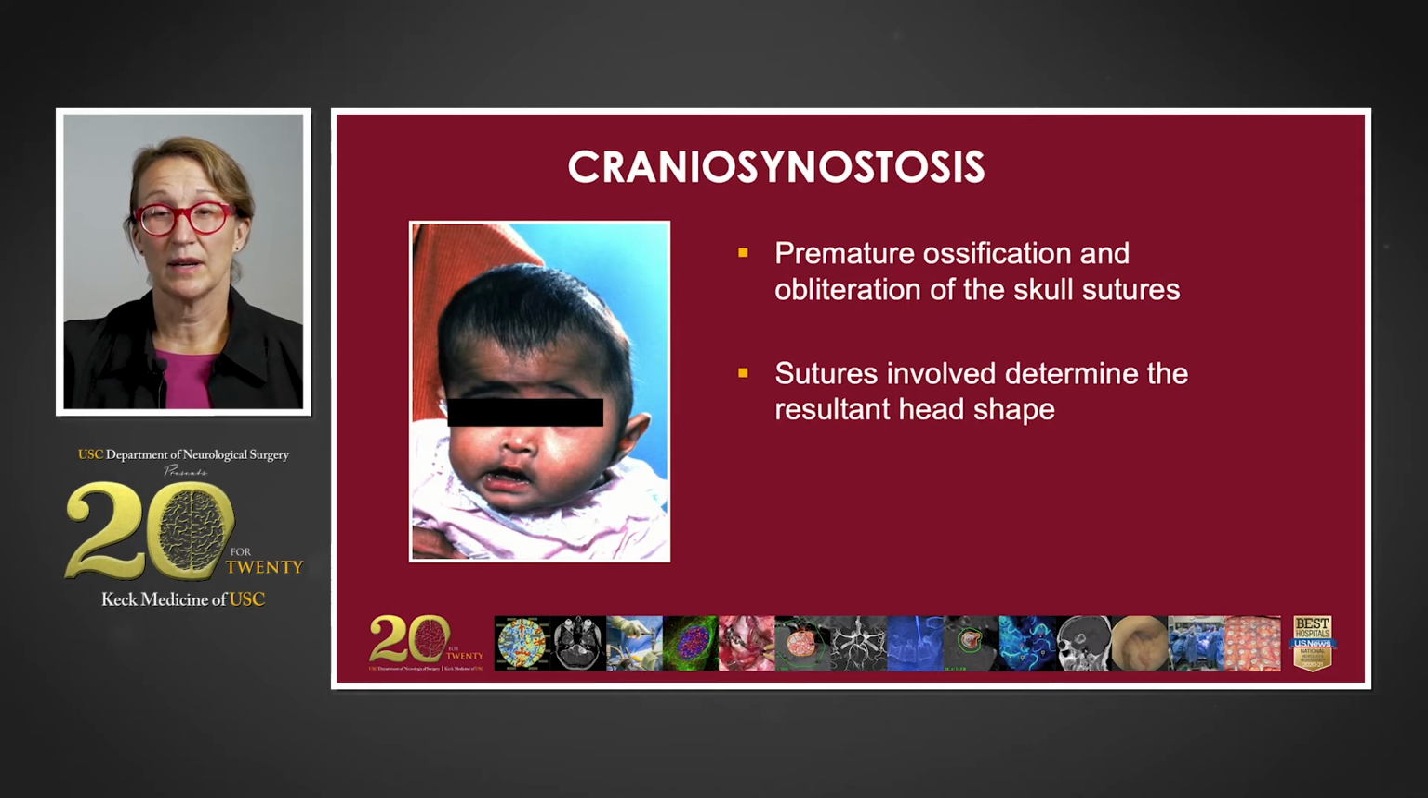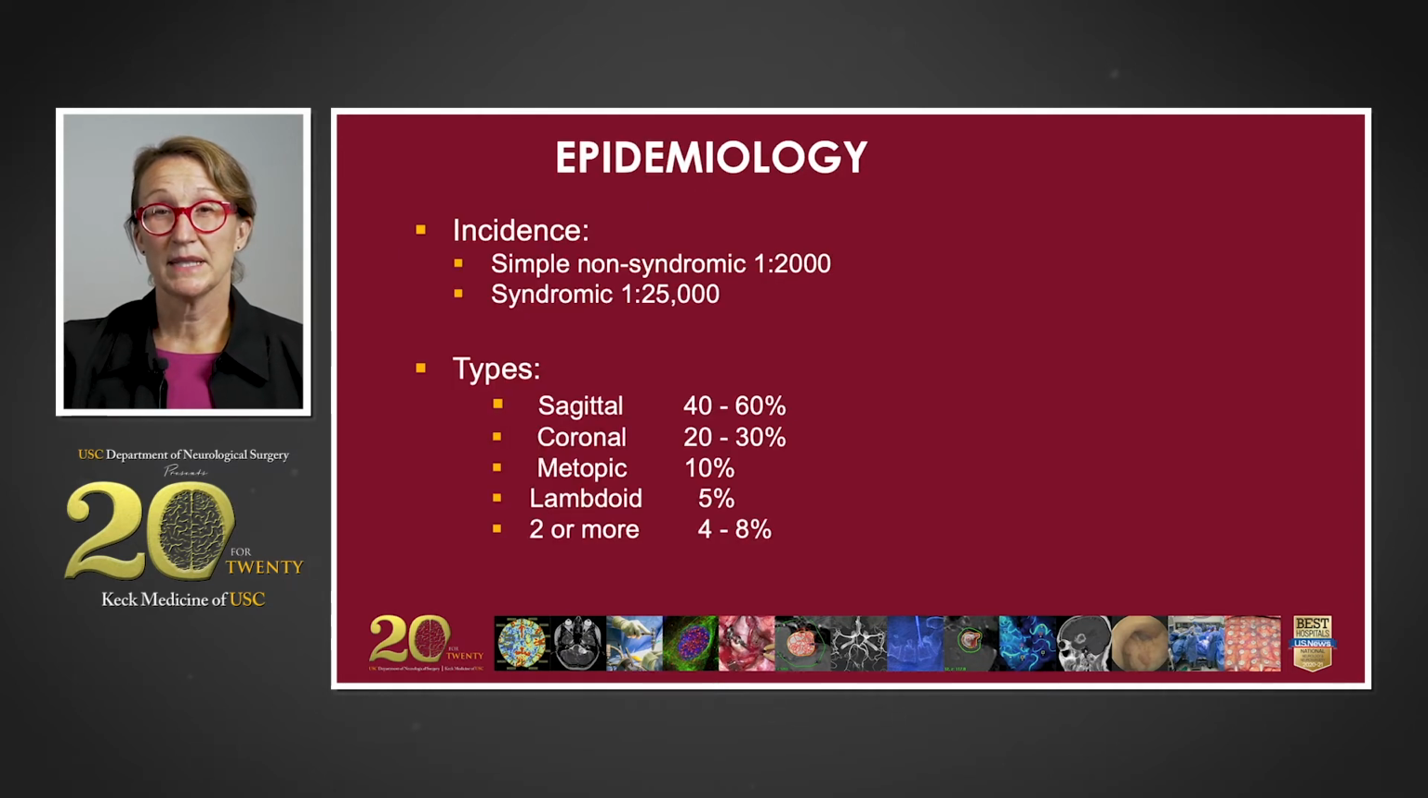Craniosynostosis is premature ossification and obliteration of the skull sutures, and the sutures involved determine the resultant head shape of the child. The epidemiology shows us that the incidence in simple non-syndromic craniosynostosis is 1 in 2,000 births. In syndromic synostosis, it's approximately 1 in 25,000 births.